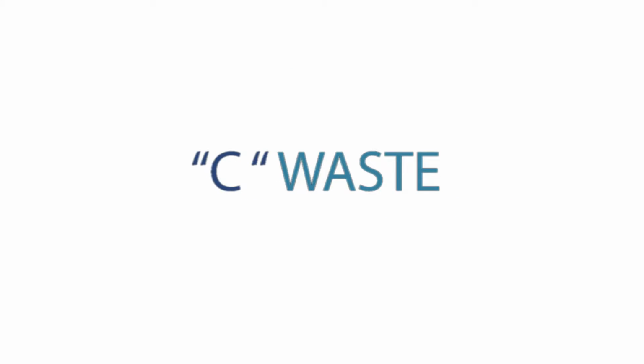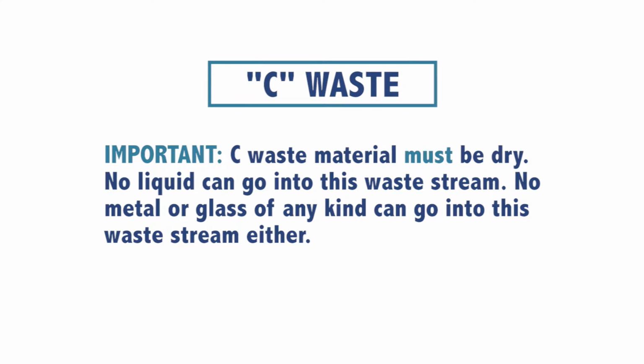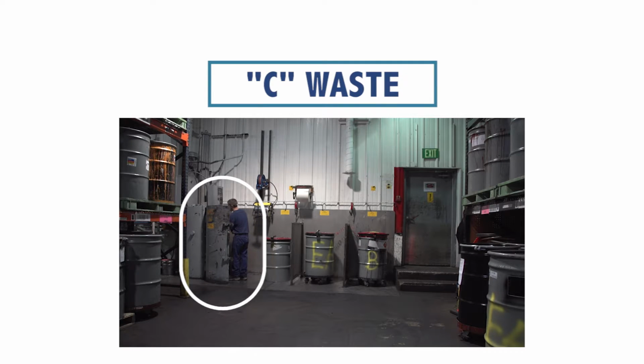C waste. C waste is potentially hazardous dry ink that has soiled solid wastes, such as tape and cardboard. They are classified as characteristic hazardous waste if the flash point from the material is less than 140 degrees Fahrenheit. C waste material must be dry. No liquid can go into this waste stream. No metal or glass of any kind can go into this waste stream either. This material is collected at the satellite accumulation area in the ink department by door I. The C waste is inside the compactor.